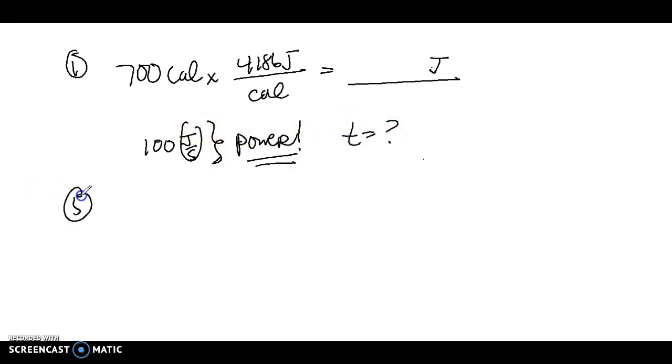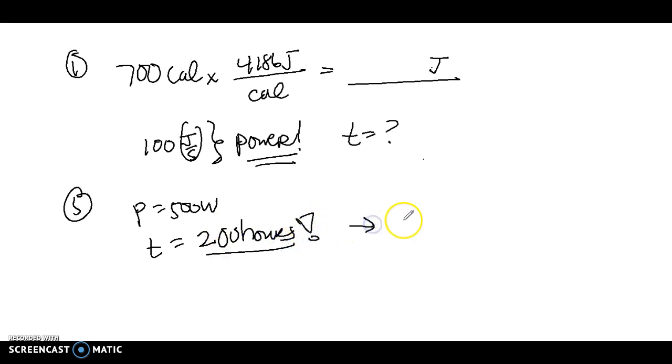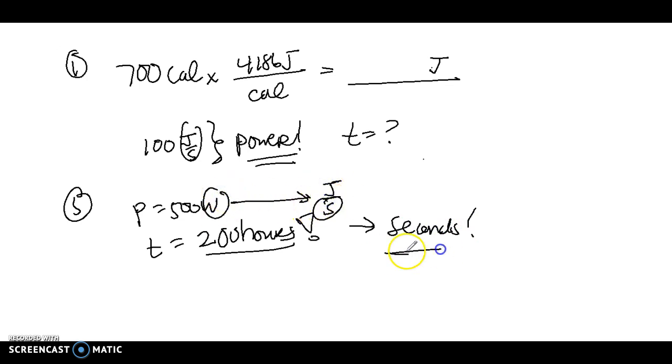And then number 5, the refrigerator. It gives you the power as 500 watts, and the time is 200 hours. But you need to convert this to seconds, because a watt is a joule per second. So in order to use this unit, it has to be in seconds. And then you can find out the energy or work.